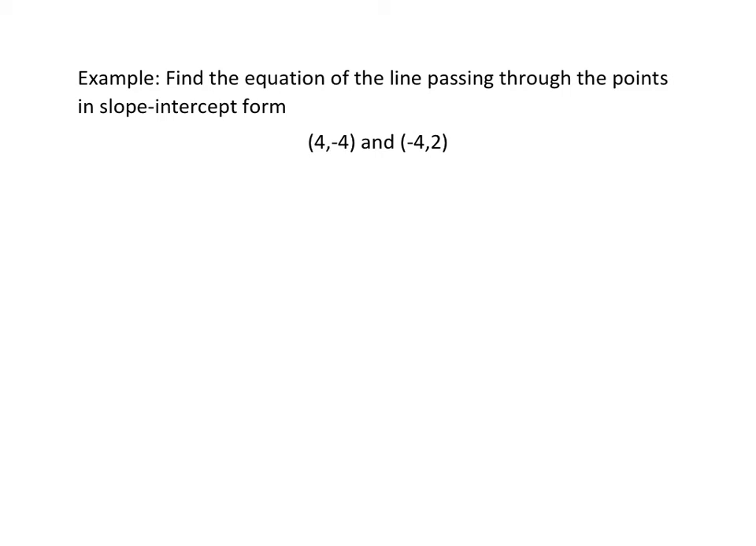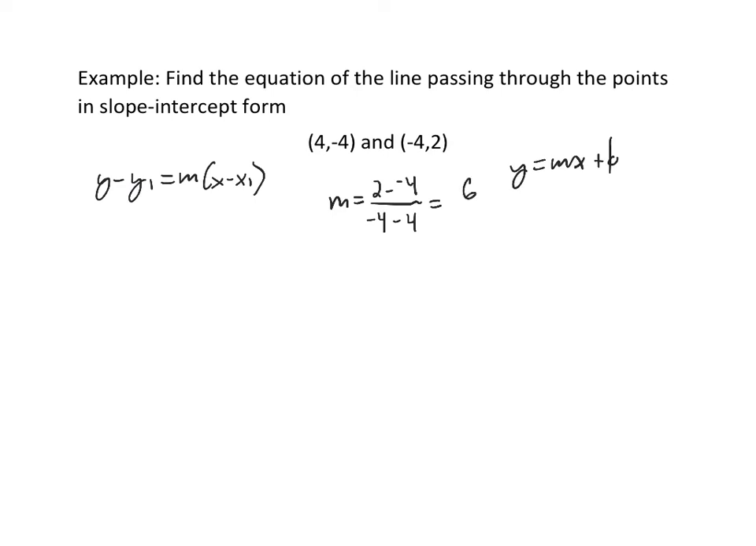Let's say we want y equals mx plus b. That's our slope-intercept form. We're going to use point-slope form and try to turn it into that. So the first thing we need is the slope. We need to figure out what is m. m is y2 minus y1, so 2 minus negative 4 over x2 minus x1. So that's 2 minus negative 4, it's really the same thing as 2 plus 4, which is 6. And negative 4 minus 4 is negative 8.